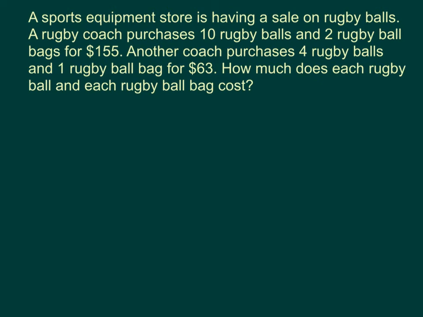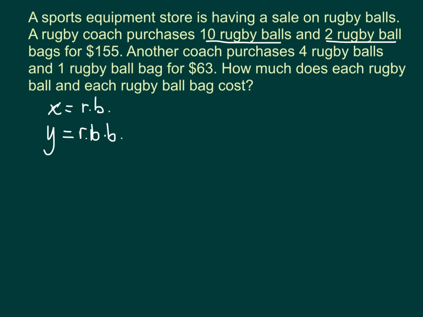So, very first thing we should do is write a couple equations. So we're going to have an x and a y. We have to clarify which one is which. So we have 2 different variables. We have rugby balls and rugby ball bags. So let's have x be the rugby balls, and y will be the rugby ball bags.